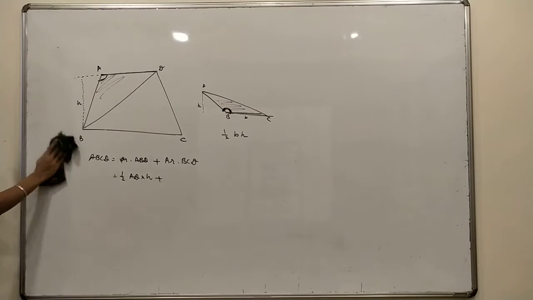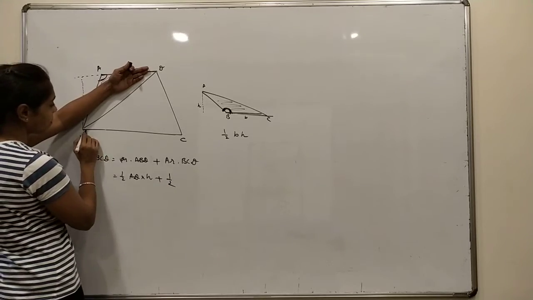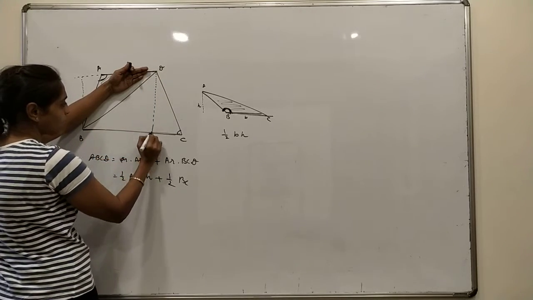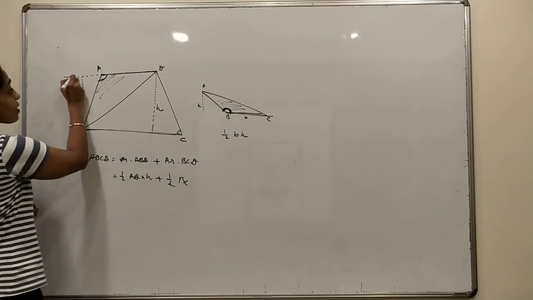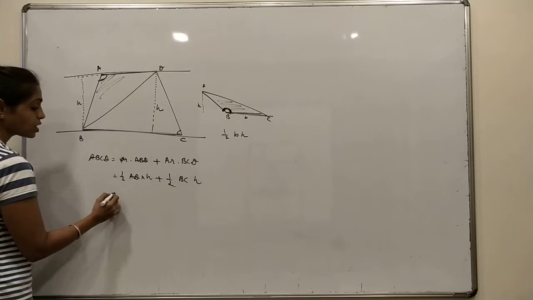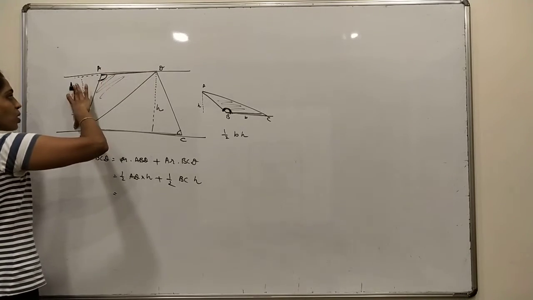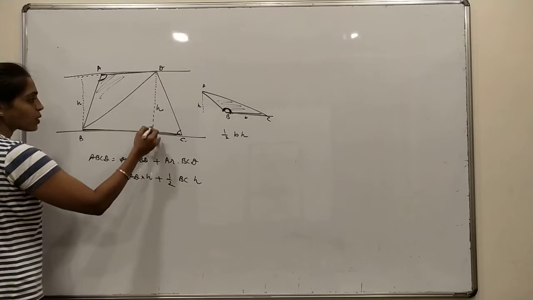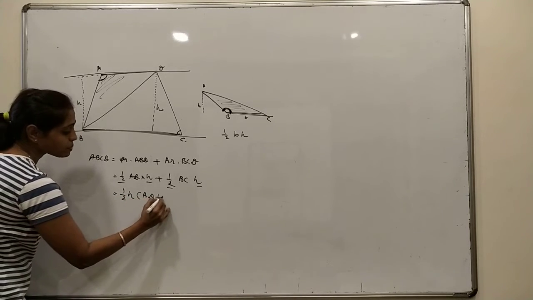So now area of this BCD is 1/2 of base BC, and this is an acute angle triangle, and the height from the opposite vertex is also the same height, because the height lies between the same parallel lines, so the heights are the same, so I denote it as H. So area of ABD is 1/2 of base into height, the height being outside the triangle, and area of BCD is 1/2 of base BC and height H. You can see 1/2 of H is common, AD plus BC.